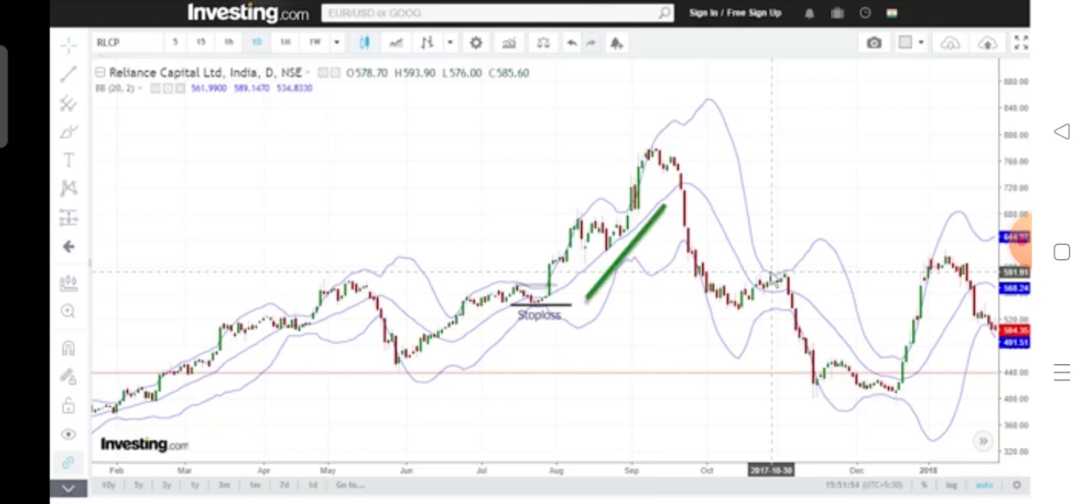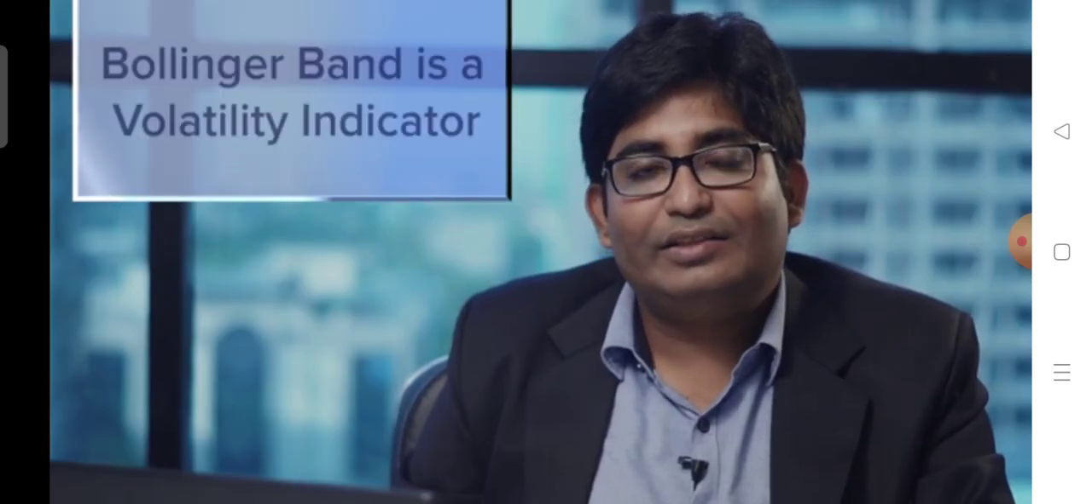And once the breakout is happening, see how fast and how far the price is going. So this is another important way to use the Bollinger Band as a volatility indicator. We have seen 4 pattern kind of way in which we can use the Bollinger Band. First is the M top, then W bottom, then the squeeze, and then the pinch.